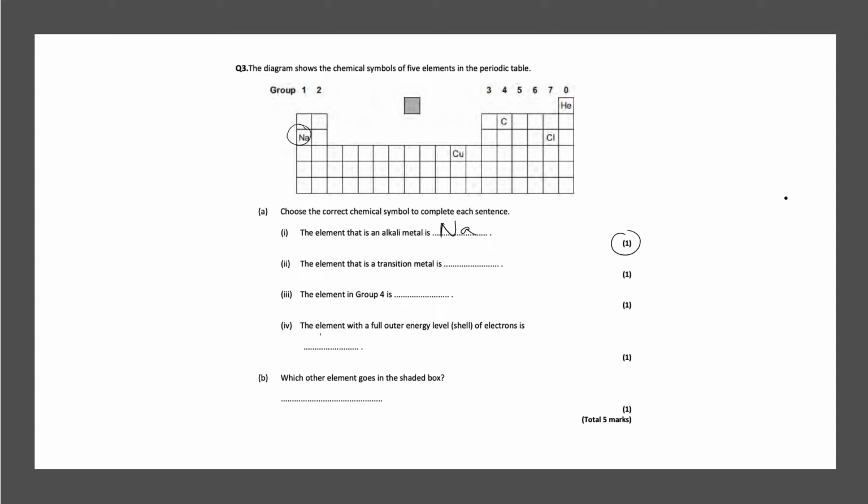Next question, the element that is a transition metal, remember it comes in this gap over here between group 2 and group 3, is going to be Cu, copper, 1 mark. Next question, the element that is in group 4, you just go down over here, it's going to be C, carbon, and that will give you 1 mark.